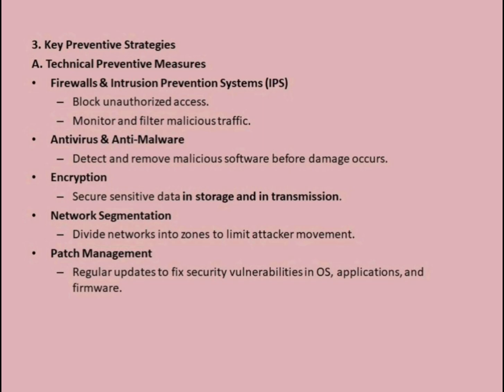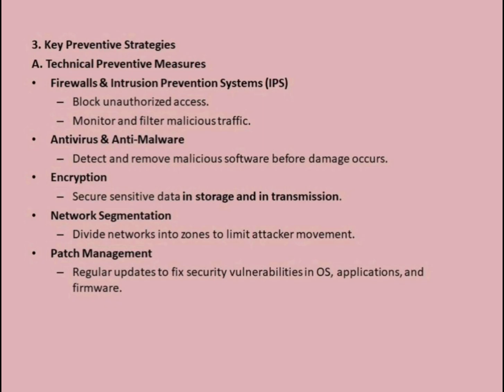Antivirus and anti-malware software are used to detect, quarantine, and remove malicious software such as viruses, Trojans, and ransomware before they cause damage. Encryption ensures that sensitive data, whether stored or transmitted over networks, cannot be easily read if intercepted. For instance, encrypting emails prevents attackers from reading confidential messages. Network segmentation divides a network into zones, so even if an attacker gains access to one part, they cannot freely move to sensitive areas, like separating the finance department's network from guest Wi-Fi.